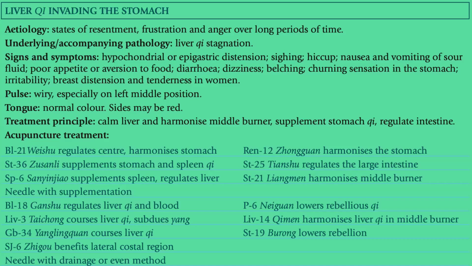Pericardium 6 lowers rebellious qi. Liver 3 courses liver qi, subdues yang. Liver 14 harmonizes liver qi in the middle burner. GB 34 courses liver qi. Stomach 19 lowers rebellion. Sanjiao 6 benefits lateral costal region. Needle with drainage or even method.